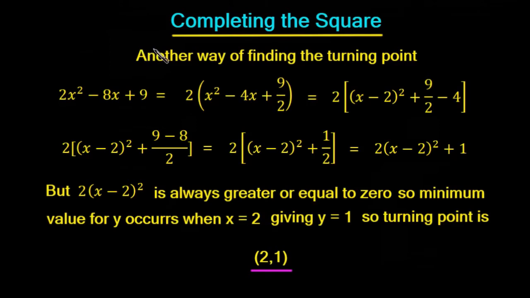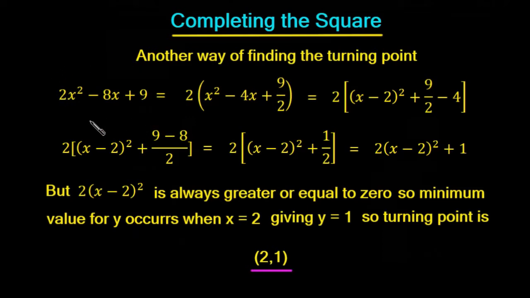So let's look at another way of finding the turning point of a quadratic function. This is called completing the square. Let's just talk through it first of all, and then we'll have a look at it in the graphical calculator. Let's say for example we have this function here, 2x squared minus 8x plus 9, and you're wanting to find the turning point.